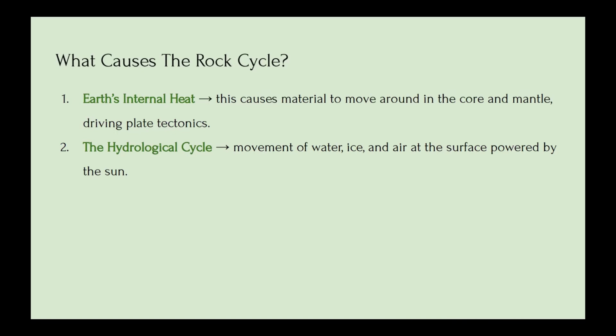Another cause of the rock cycle is actually the hydraulic cycle. And this is the movement of water, ice, and air at the surface, which is powered by the sun. So Earth has a relatively thick atmosphere and a lot of liquid water. And this water and air then lead to, as we know, lots of weathering and erosion. So, since rocks are constantly being broken down into sediments from these processes, the rock cycle can never stop.